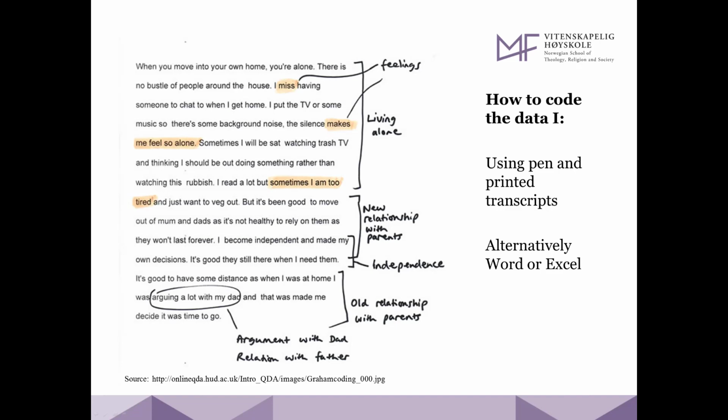So as I said in a previous video, make sure to have enough time to analyze your data, because it is time consuming. As an alternative to using pen and printed transcripts or printed documents, you can also do this coding exercise in Word or in Excel. It really depends on what you feel most comfortable doing. Some people like to use color codes. You can do that using both pen and printed transcripts, and you can use color codes in Word or in Excel.